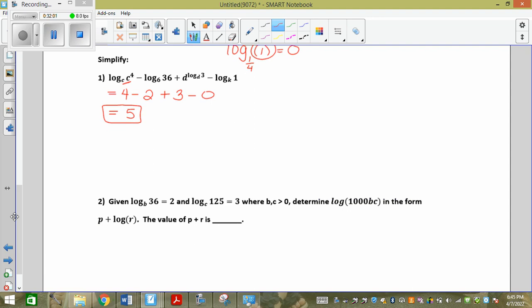Let me go down to this one. This is the one that we talked about. I've given you a whole bunch of times. I told you that you're going to look over. It's going to give you a piece of information. So it's going to say log base b of 36 is 2. Log base c of 125 is 3. And then it wants log 1000 bc.